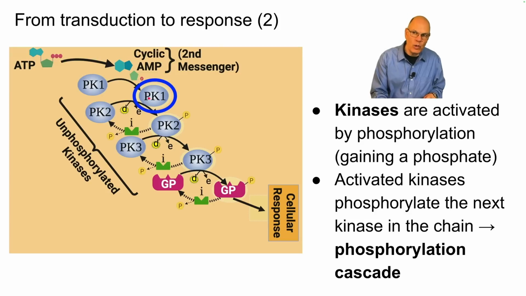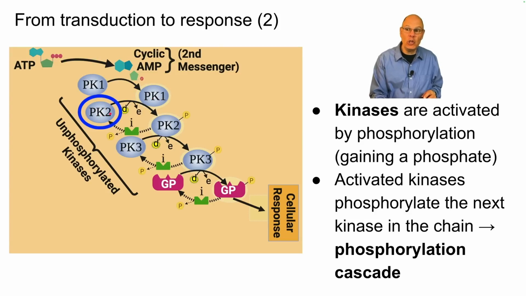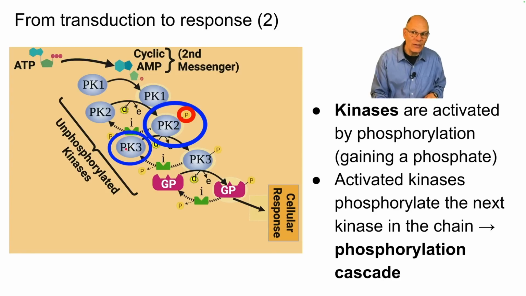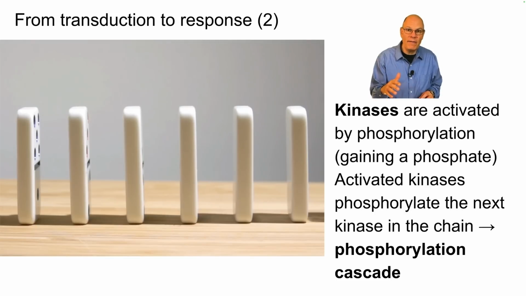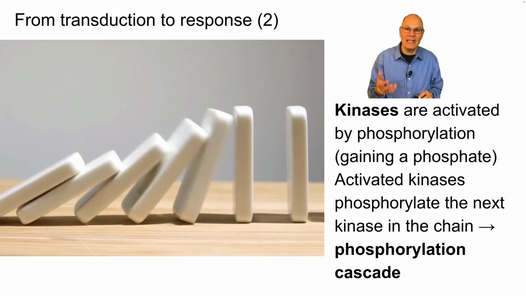So here we have protein kinase 1 that acts upon protein kinase 2 by phosphorylating it. So now protein kinase 2 is active, phosphorylated. What does it do? It activates protein kinase 3 by phosphorylating it. I've only shown 3, but there can be many more in this chain, and we get this domino-like effect of one kinase activating the next and activating the next.